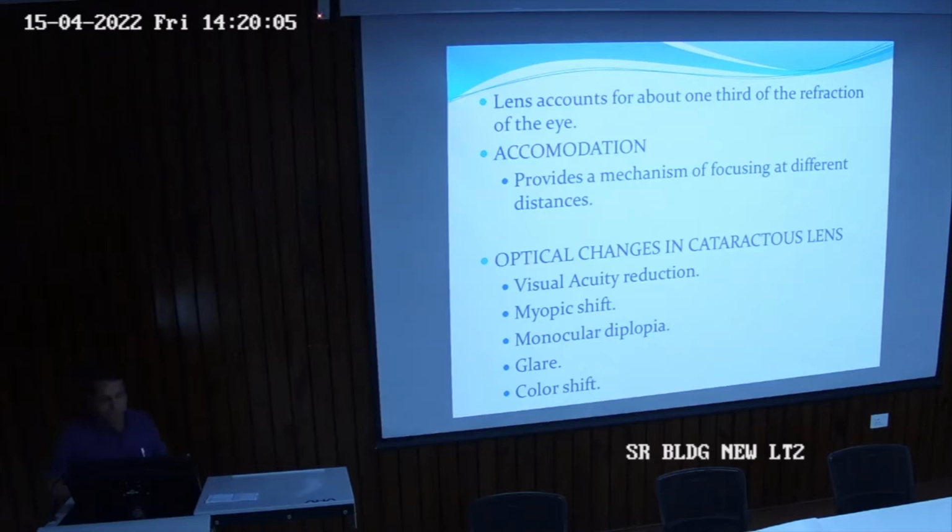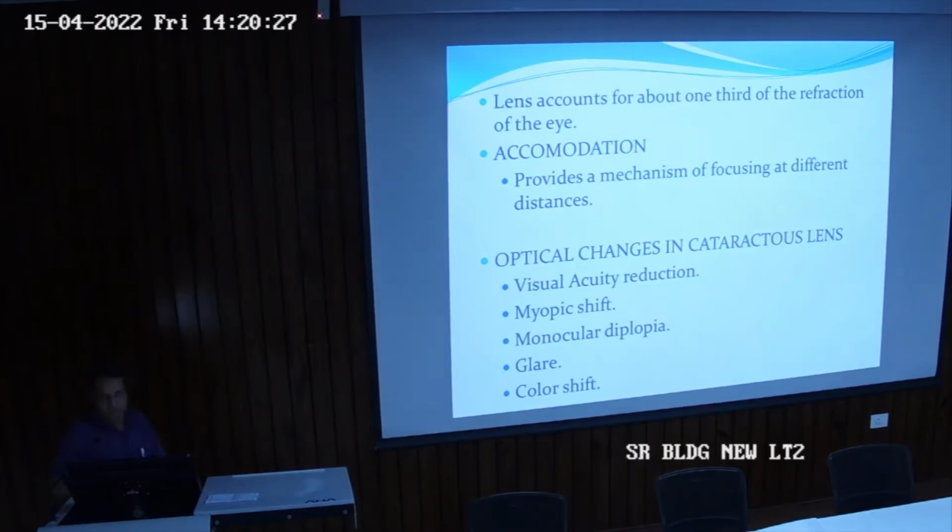Total power of the eye is how much? Total power of the eye is around 60 diopter, 58 to 60 diopter. Out of which 2/3 is by the cornea and 1/3 by the lens. The accommodation, what is accommodation? It provides a mechanism of focusing at different distances.